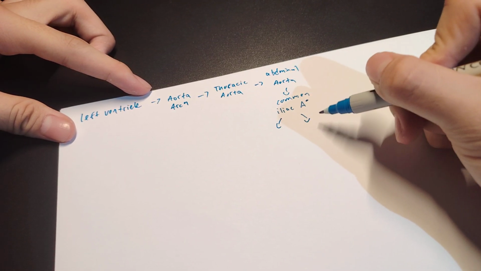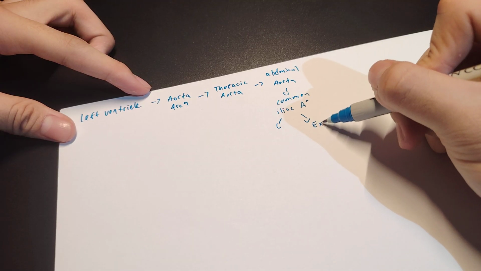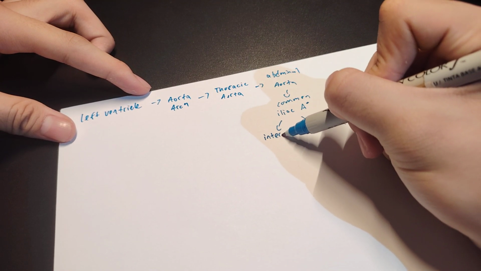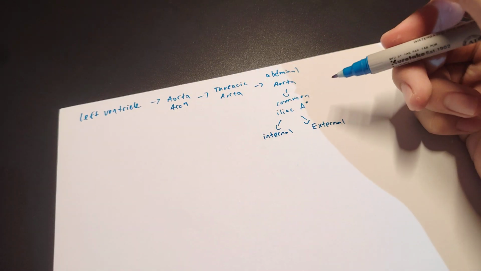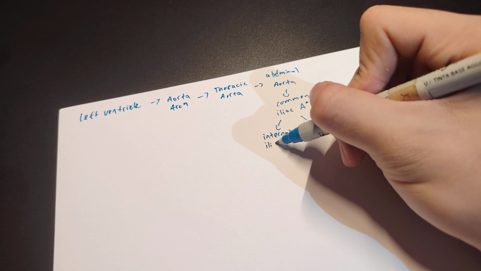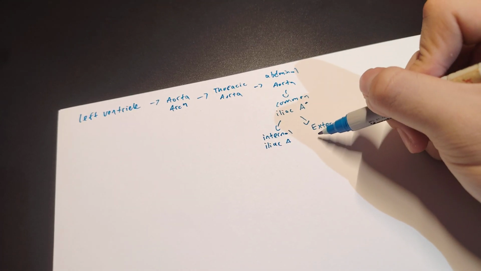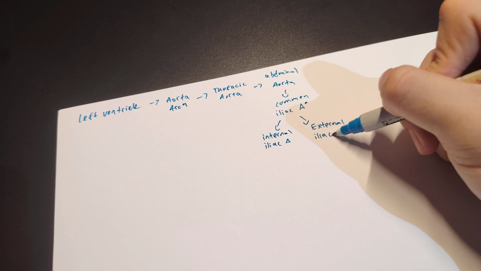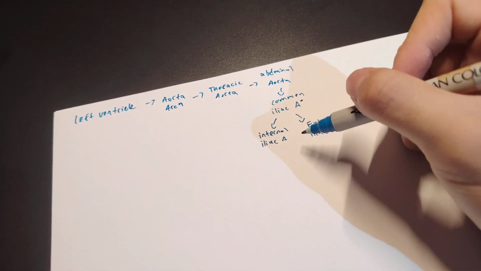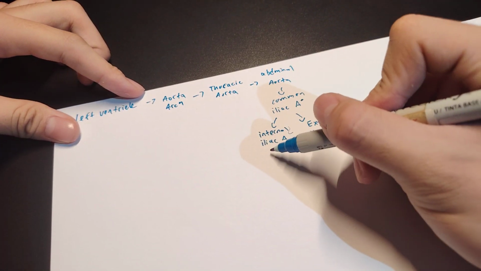First, you have an external part, and then you have an internal part down here. Okay, so we're going to look at the internal part first. So, more properly, the internal iliac artery and then the external iliac artery. What happens is that the internal iliac artery is then going to split into four structures.